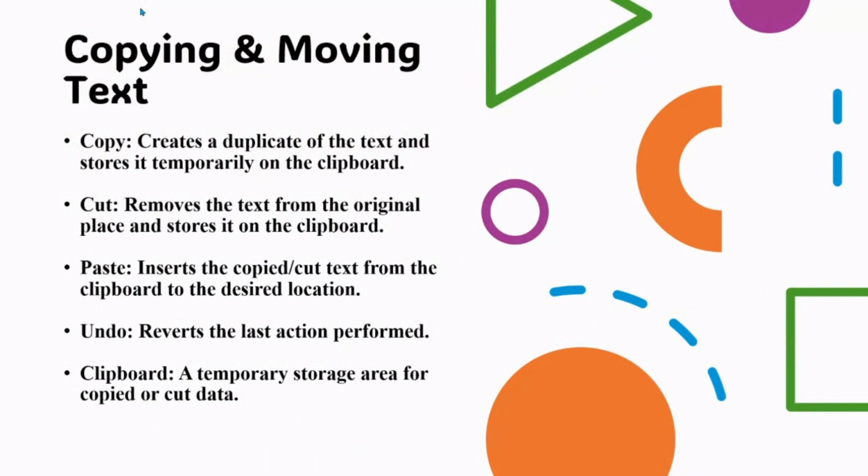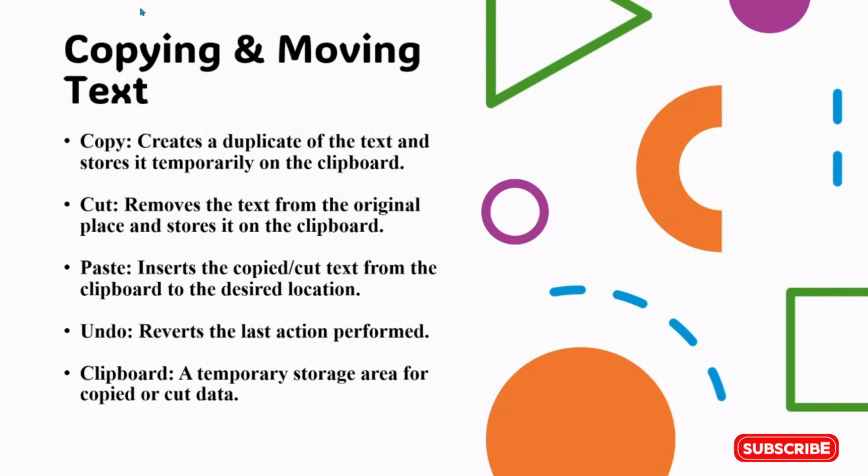When you have removed the text from the original place and you store it on the clipboard, you're actually cutting. So copy creates a duplicate, while cut removes the text from the original place. Paste inserts the copied or the cut text from the clipboard to the desired location. So when you've copied, you've made a duplicate of your text, or if you have removed the text from its original place, then the paste option is what you use to insert that which you would have copied or cut to the desired location.